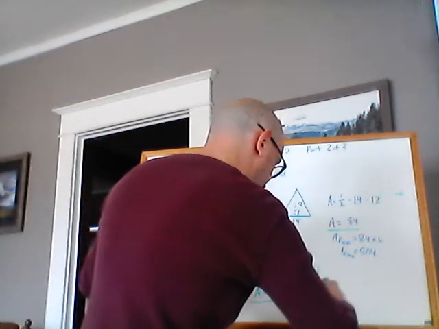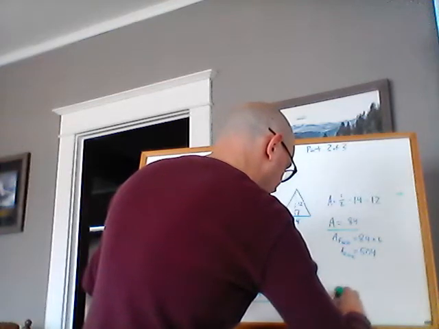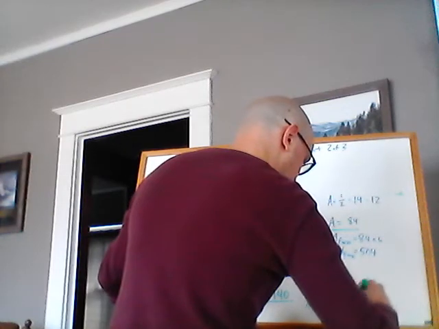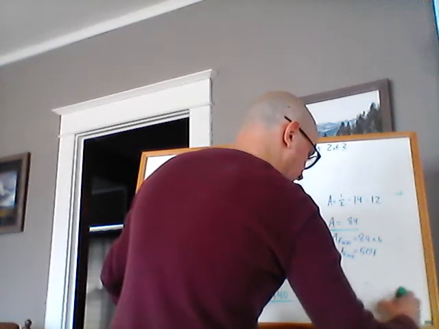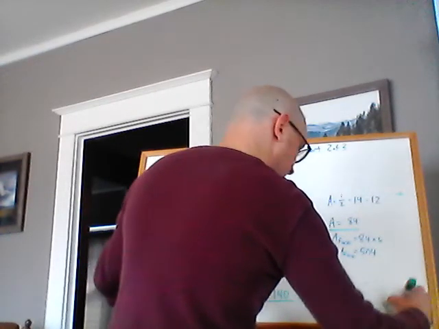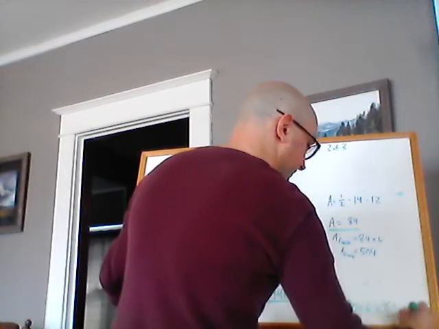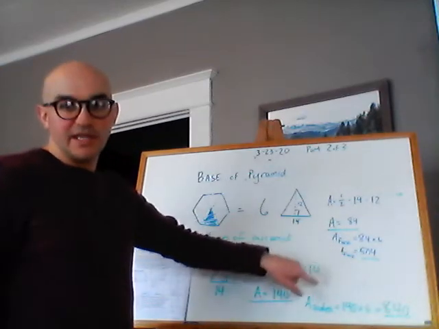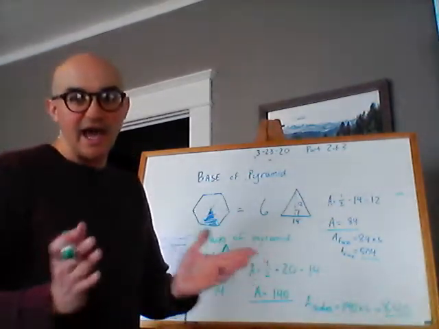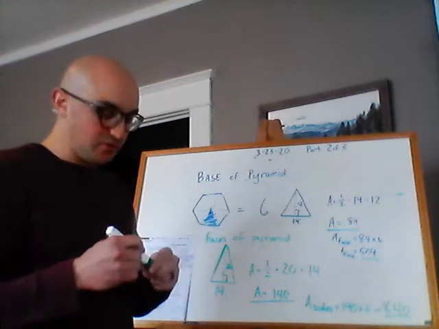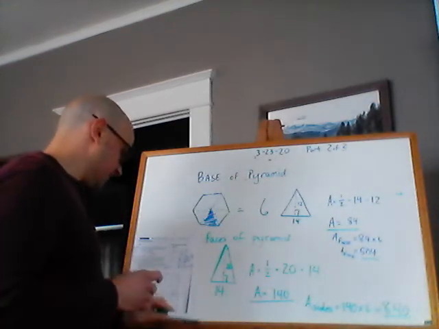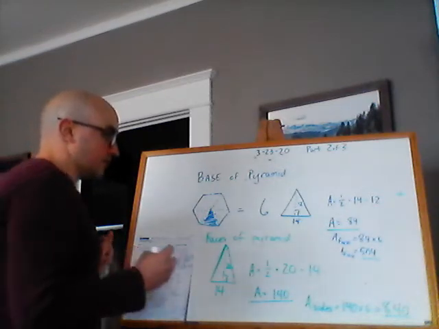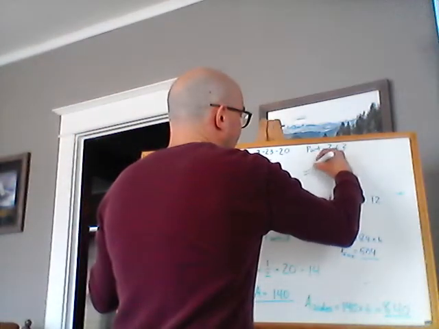So area of sides equals 140 times 6, and that equals 840. Now the last thing we have to do is take the area of the face and the area of the sides and add them together to find out the total. And the total added together is 1,344 inches squared of cardboard. So final answer, 1,344 inches squared.